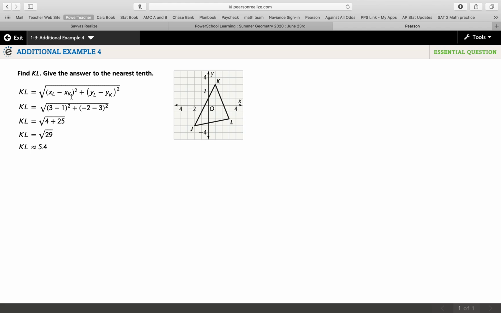So in order to do that, I have to find point K and point L. Point K looks like it's at (1, 3), and point L looks like it's at (3, -2). So the difference of the x values and the difference of the y values, you square both of those and you get the square root of 29. This, for me, would be a better answer than 5.4, but the book is asking you to round, so 5.4 is okay. Again, I like exact values, so square root of 29 would be my answer here.